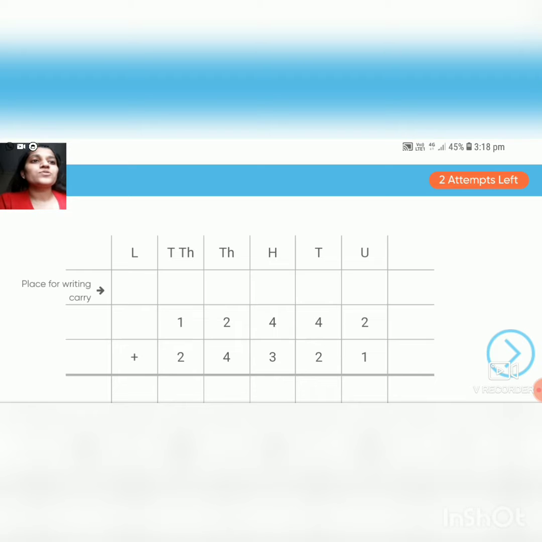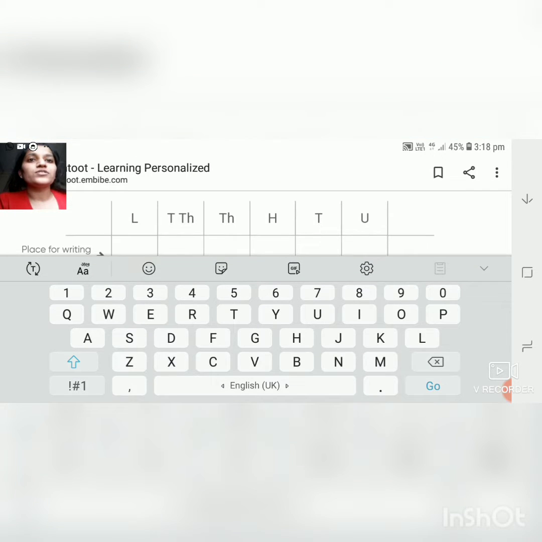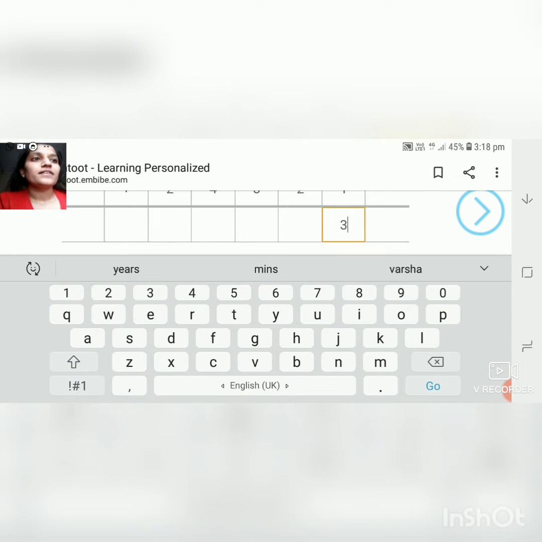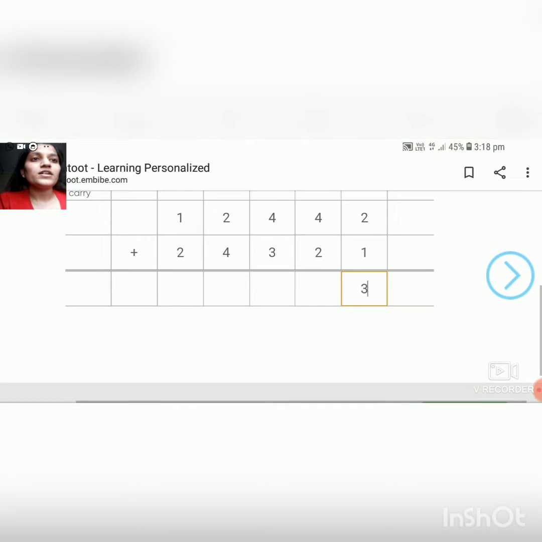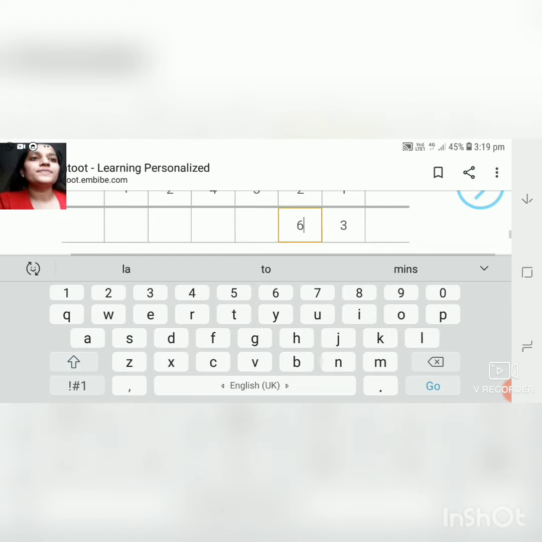So students, now we are going to solve the first one. In the unit place we can see 2 plus 1. As we all know, 2 plus 1 is equal to 3. So we are going to write 3 here. Then let's add the tens places. There are 2 digits in the tens place, that is 4 plus 2. So 4 plus 2, we are going to write 6 here.